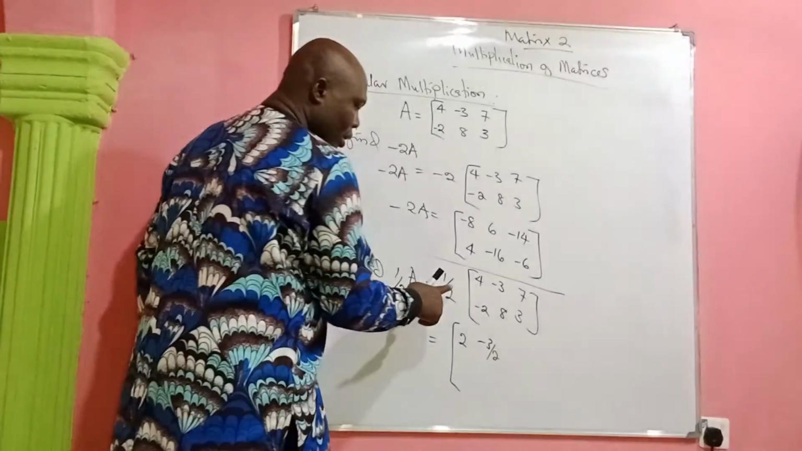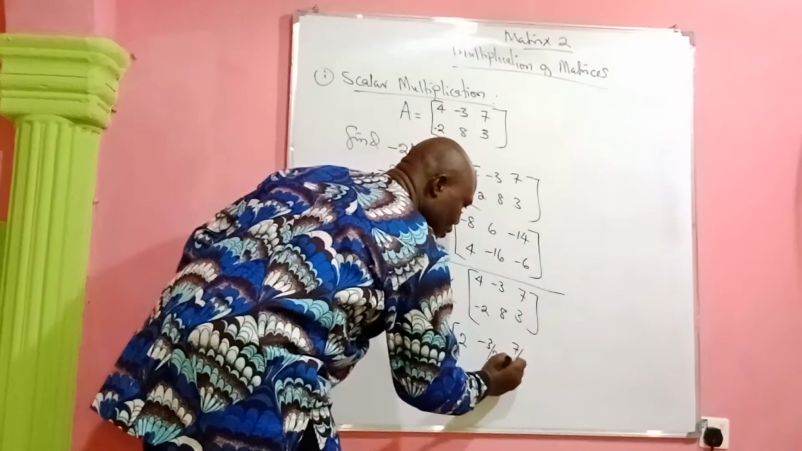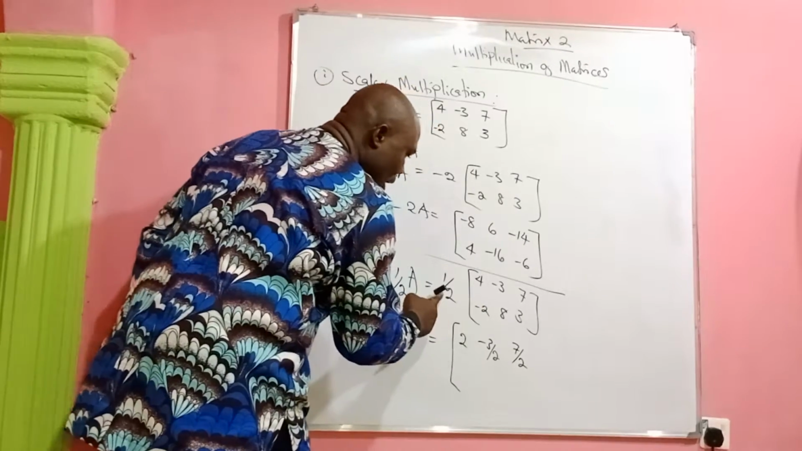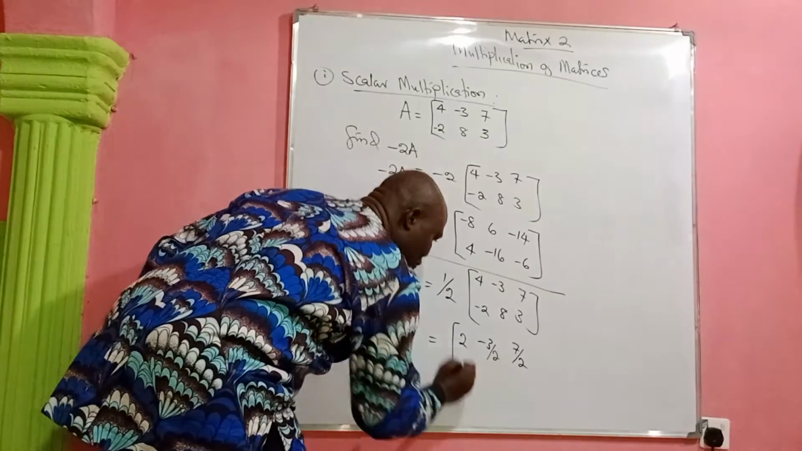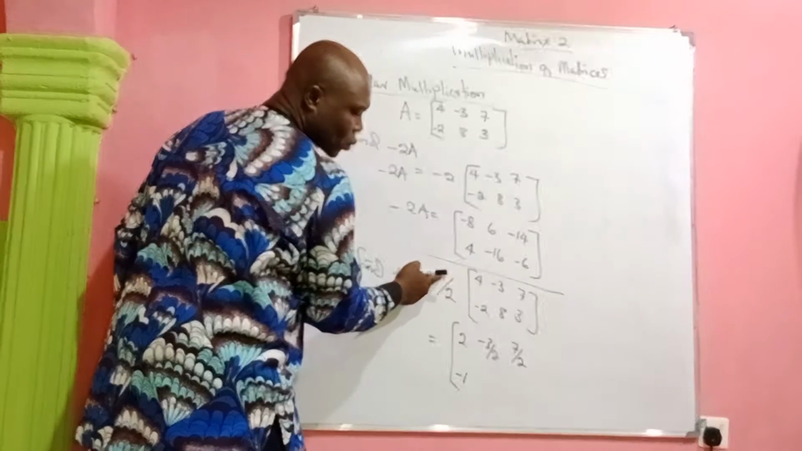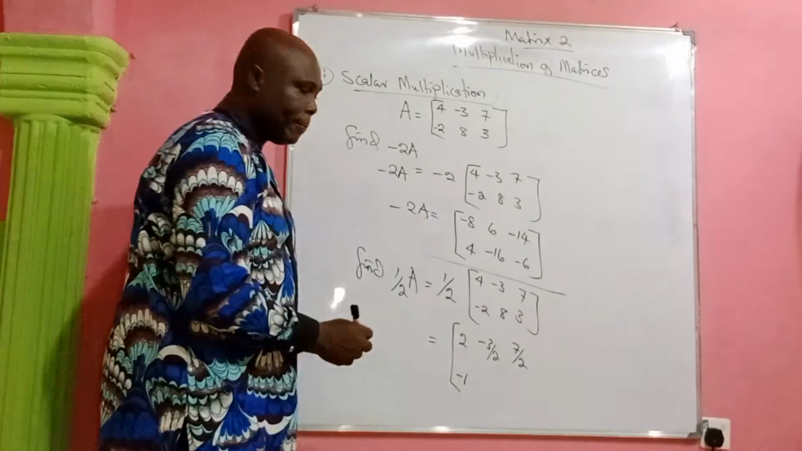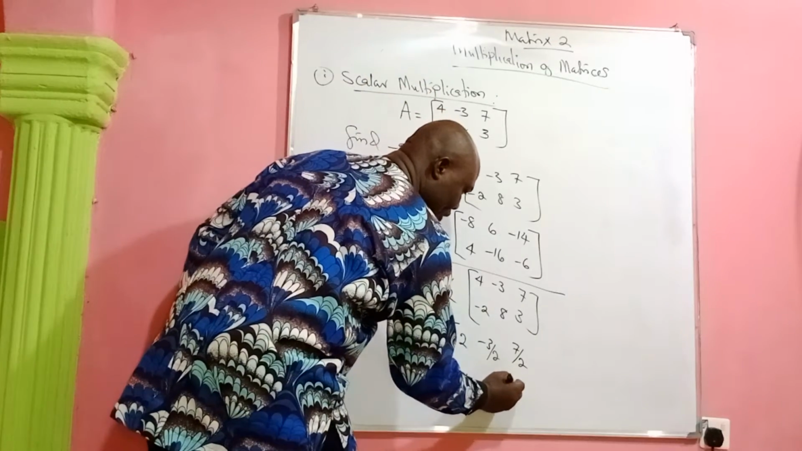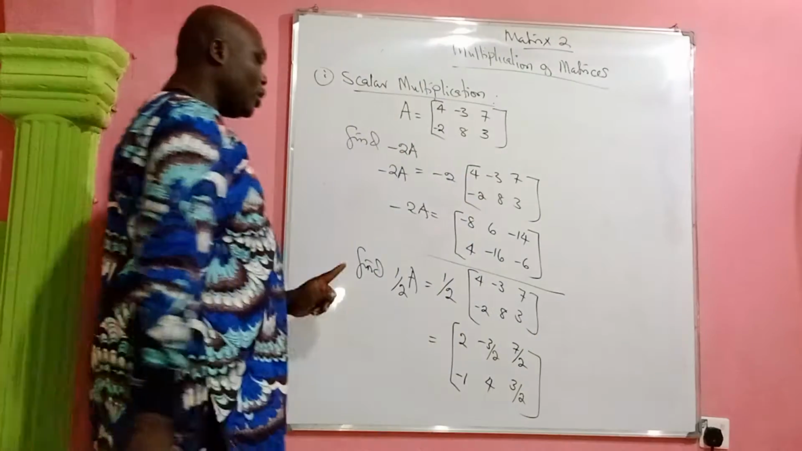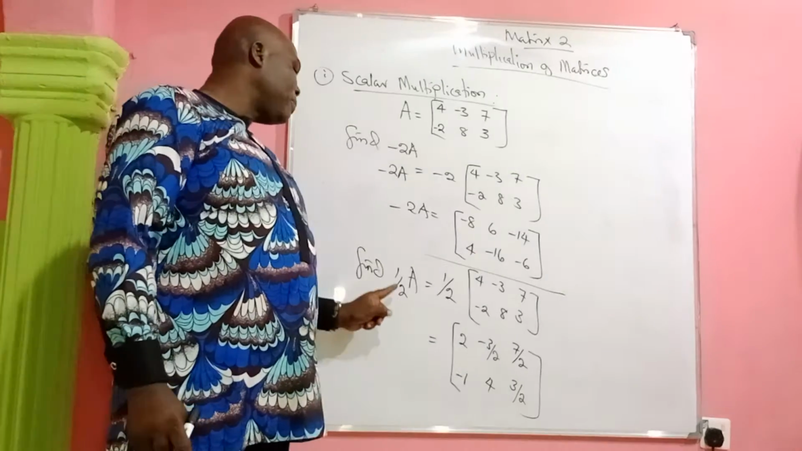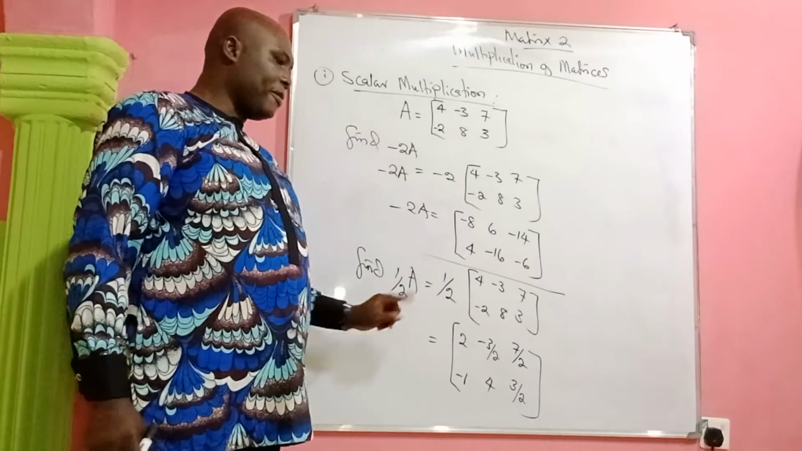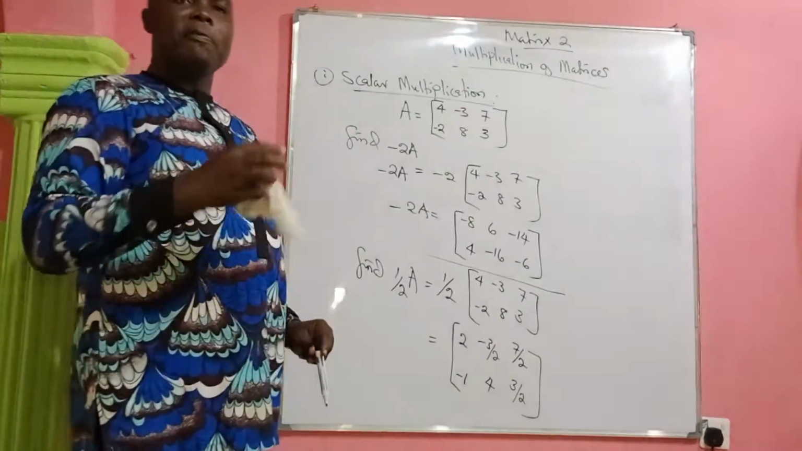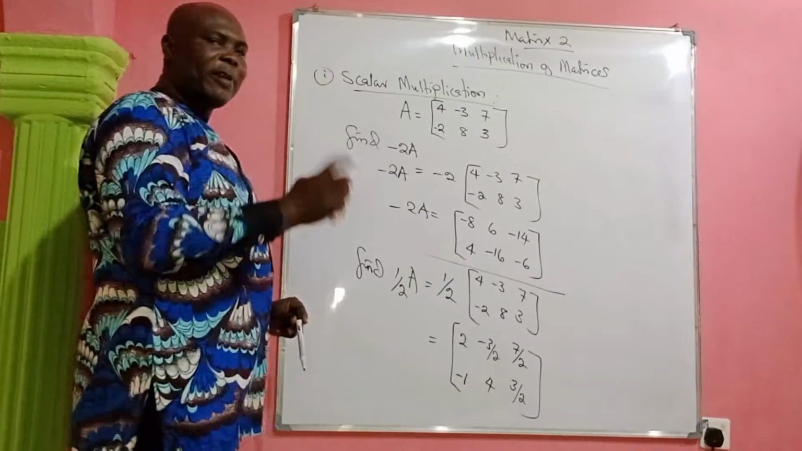Half times 7 will give us 7 over 2. Half times negative 2 will give us a negative 1. Then half of 8 is 4. And then half of 3, of course, is 3 over 2. So what we've just done is also scalar multiplication, because we are multiplying the matrix by the scalar half. Now, but the most important aspect of it is when we are asked to find the vector multiplication. So let's go into the vector multiplication.